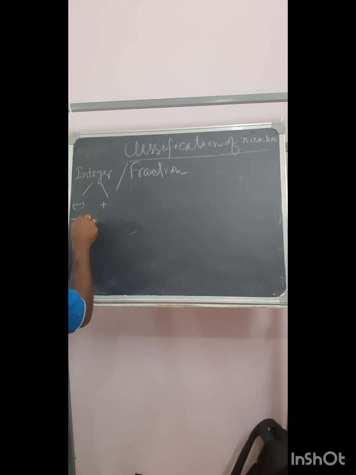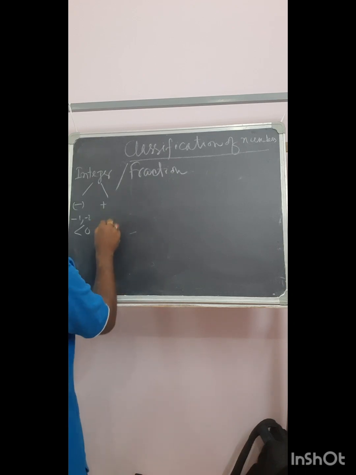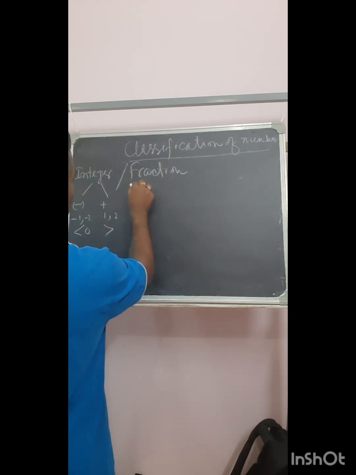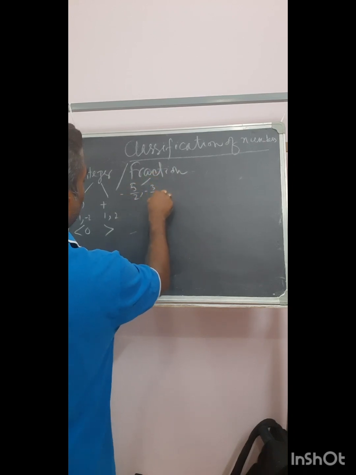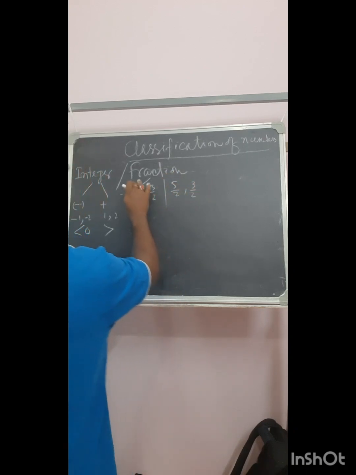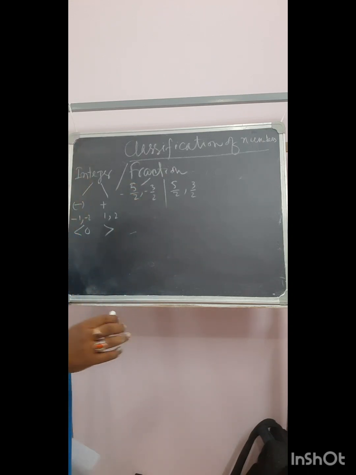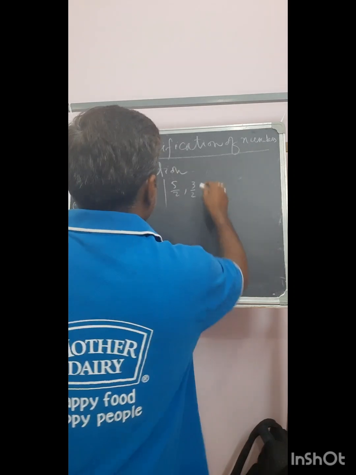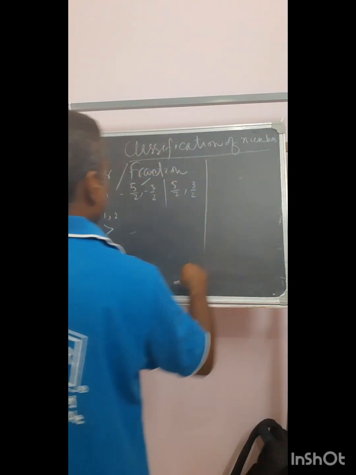Now integer can be negative or positive. Say for example, this is -1, -2. This kind of numbers below 0 are negative integers, and positive means it is higher than 0. These are positive integers. For fraction, this is not an integer. Let's say 5/2. This also can be negative or positive. So these are fractions. If I divide it, I won't get any perfect number. Okay, so this is one kind of differentiation, integer and fraction.